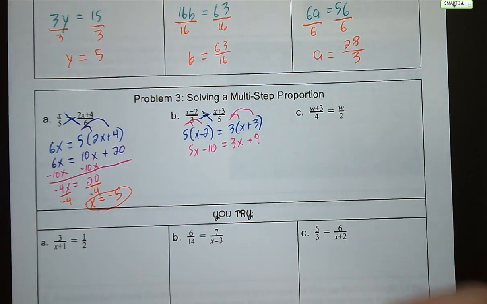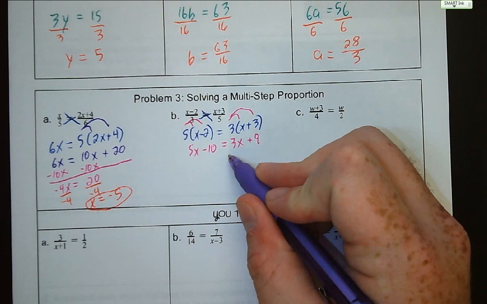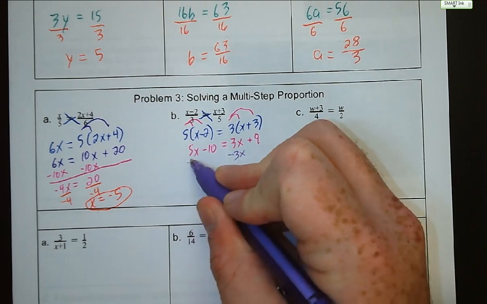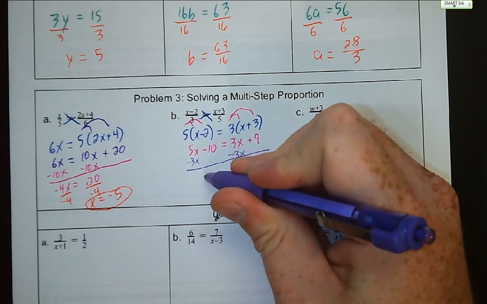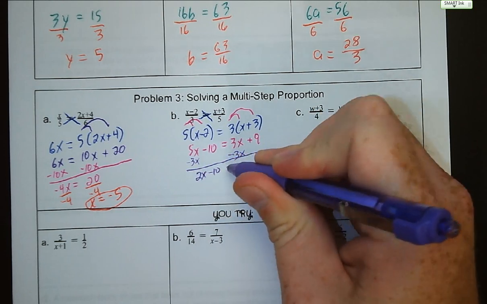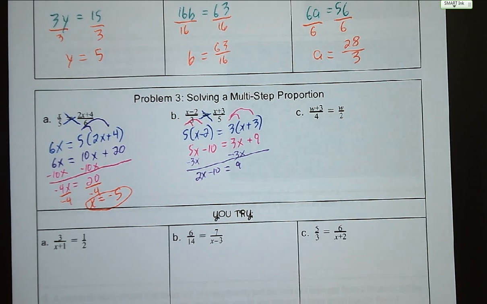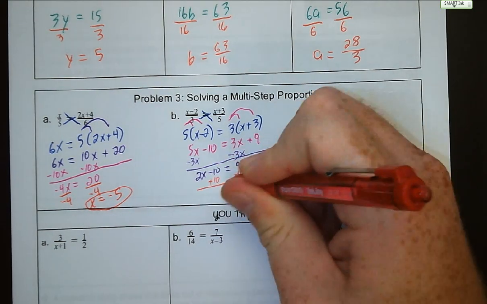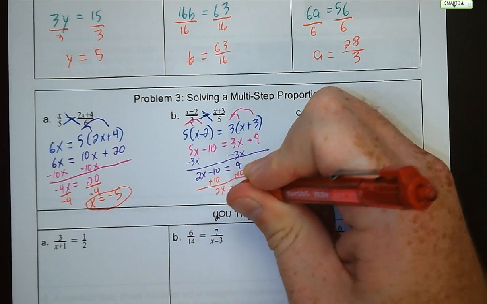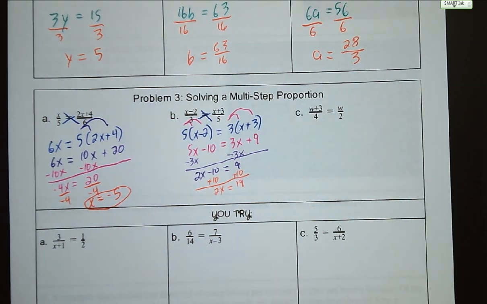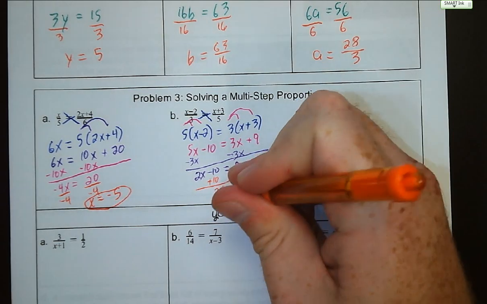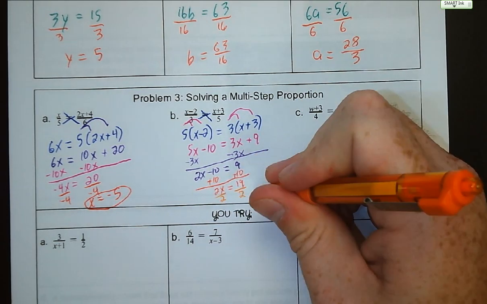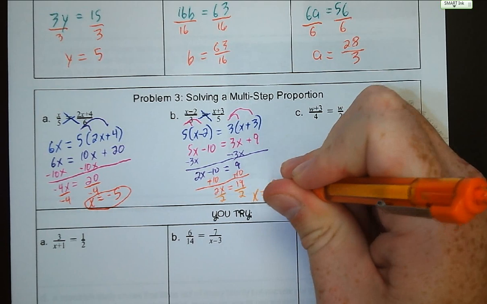Next up, we need to get our variables on the same side, so I subtract 3x from both sides. So I have 2x minus 10 is equal to 9. We're going to add 10 to both sides. So 2x equals 19. Last step, divide both sides by 2, and x equals 19 halves.